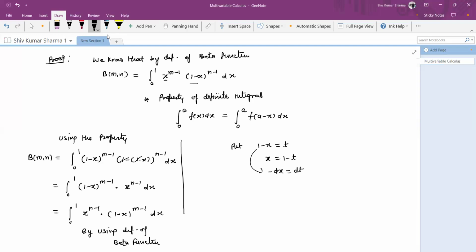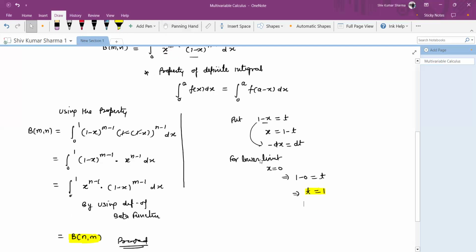Now we obtain the limits. So for the lower limit, we have x equal to 0. So when we put x equal to 0, we see that 1 minus 0 is equal to t. So t gives us 1. So t is equal to 1. So this is our lower limit. Now we obtain the upper limit.